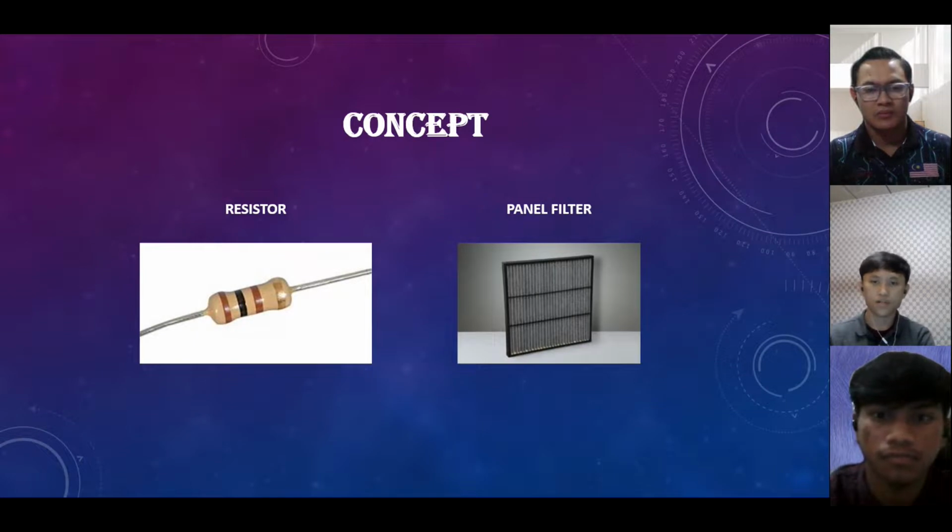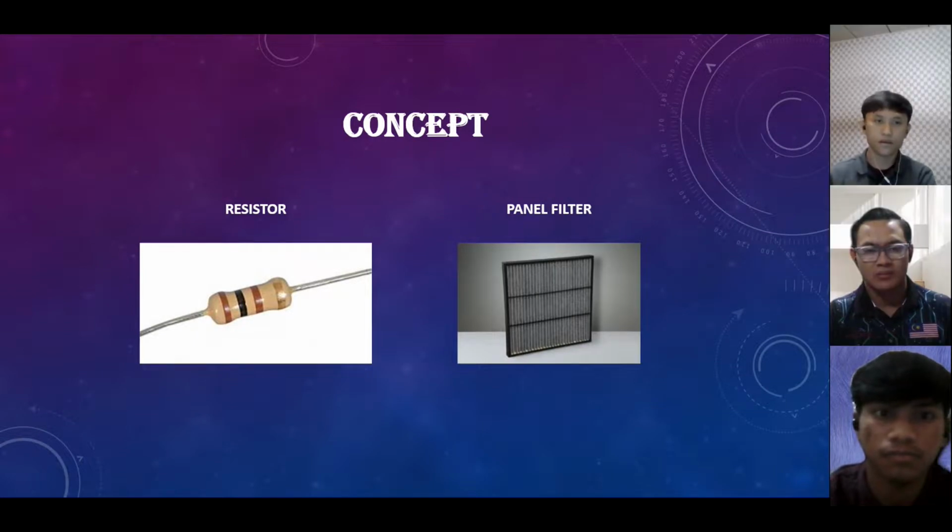Next, we use a resistor. And for the filter, we use a panel filter. Panel filters are simple filters that remove dust and particulate contaminants from the air.